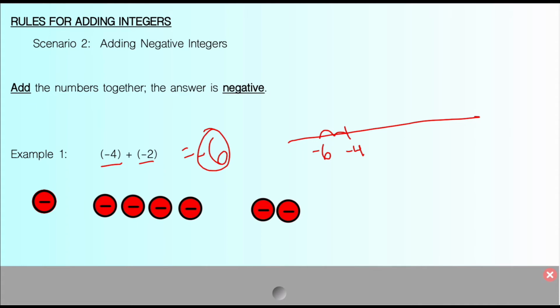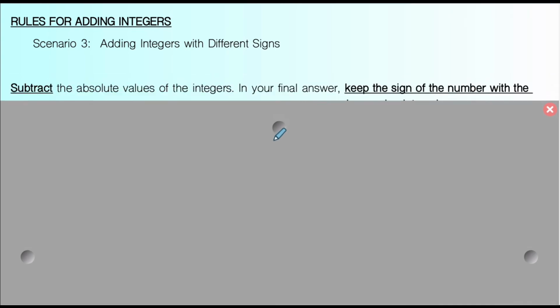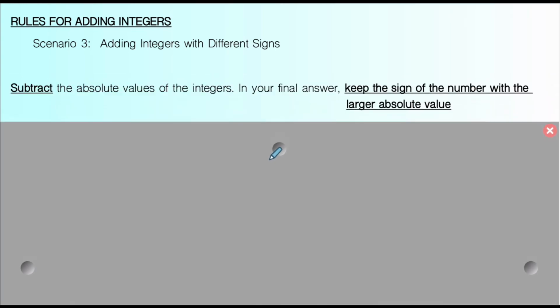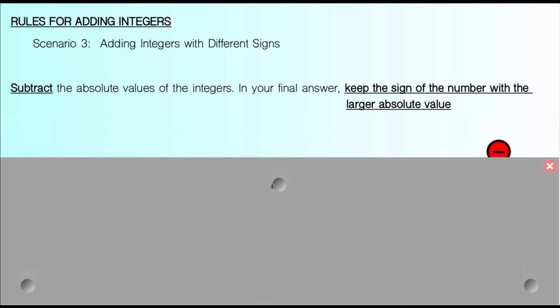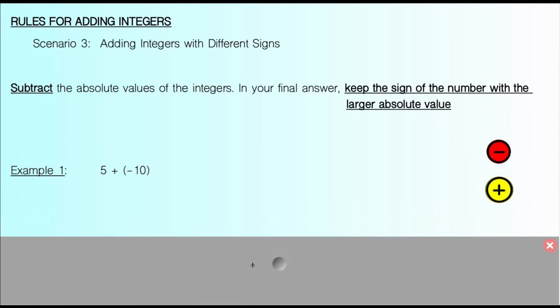Because the real struggle, the real work is what happens when you're adding numbers and you have different signs. Let's look at this here. The rule states, and I'm going to break this down, the rule states that you need to subtract the absolute value of the integers. What does that mean? So let's look at an example, and then we'll go to the second part of the rule. The example I'm going to be working with is 5 plus negative 10.